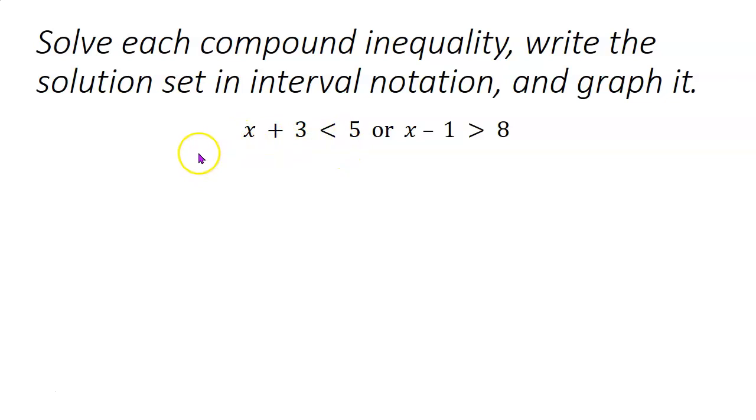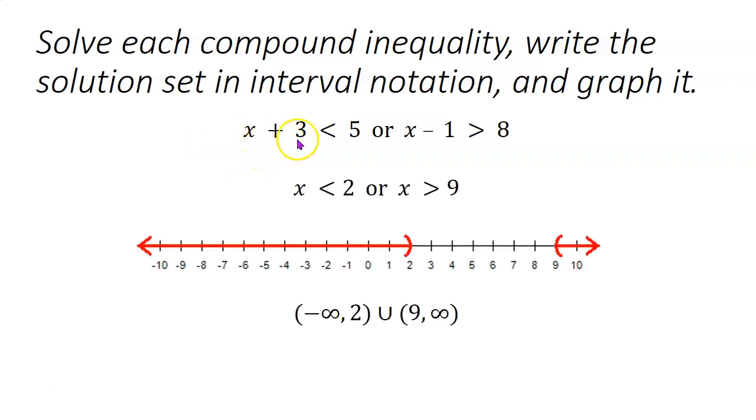So for the x plus 3 is less than 5, I can subtract 3 on both sides, and I get x is less than 2. For the x minus 1 is greater than 8, I can add 1 to both sides, and I get x is greater than 9. So I end up with x is less than 2, or x is greater than 9.